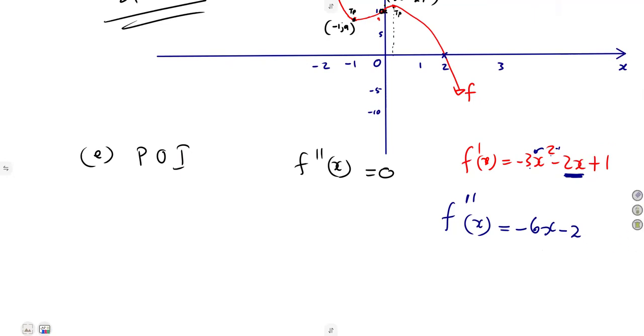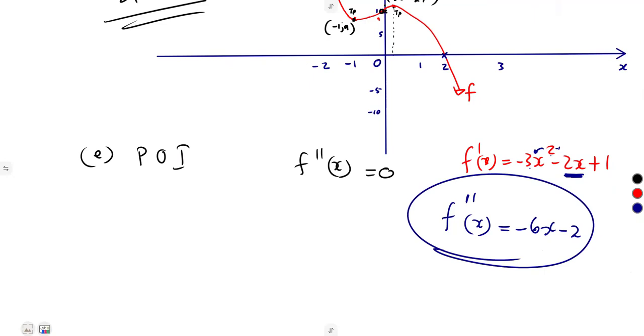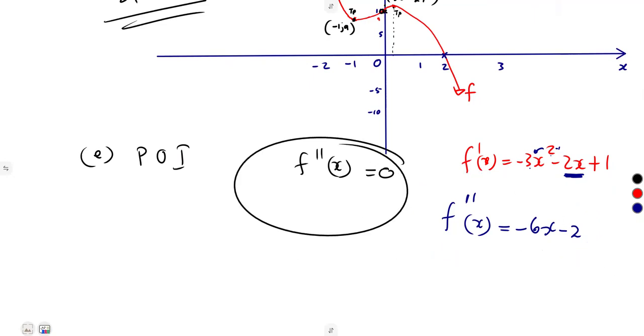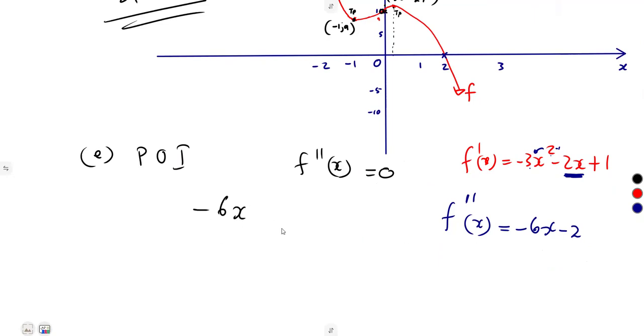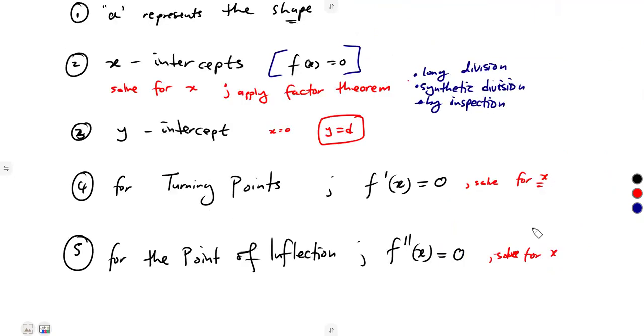So that's nothing that you have. So this is your second derivative. But remember, you're saying our second derivative has to be equal to what? 0. So therefore, minus 6x minus 2 must be equal to 0. Then solve for x. You formed an equation. So you're solving for x at the what? At the point of inflection.